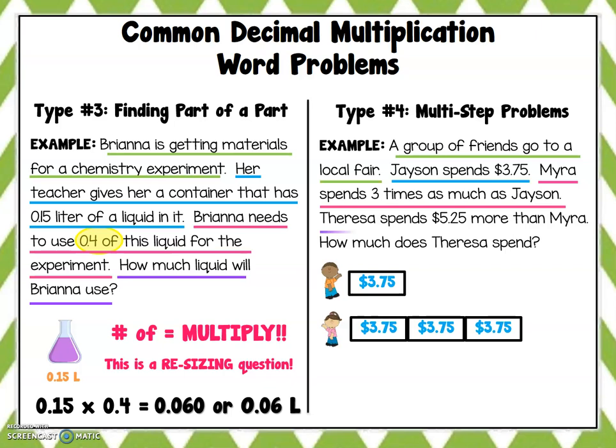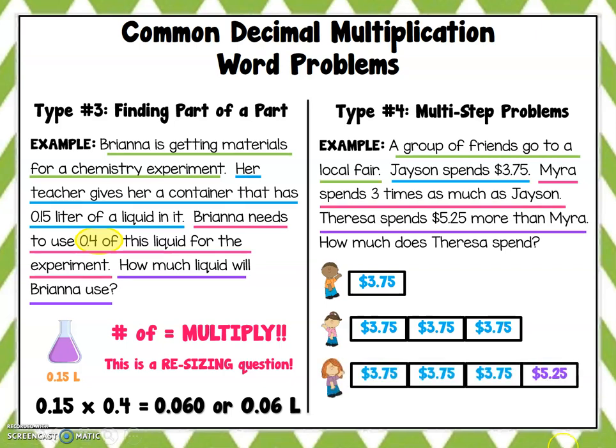Now, my next sentence says, Teresa spends $5.25 more than Myra. So I don't know what Myra's amount is yet, but I do know that she spent $3.75 3 times. So I'll repeat that for Teresa and add an extra box with $5.25 on it. Now I can figure out how much Teresa spent.